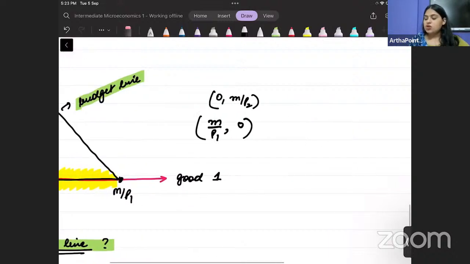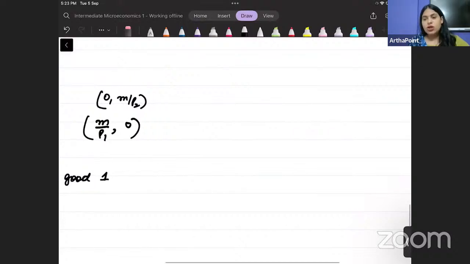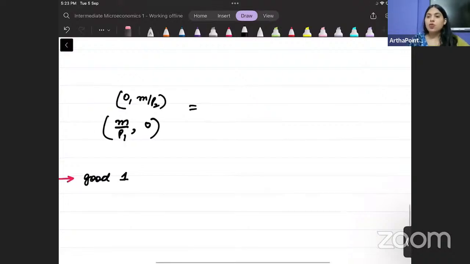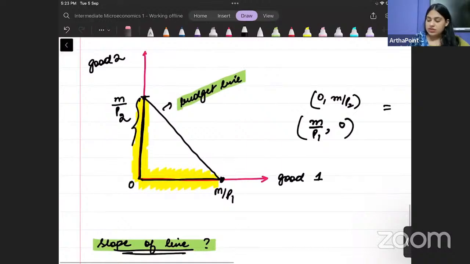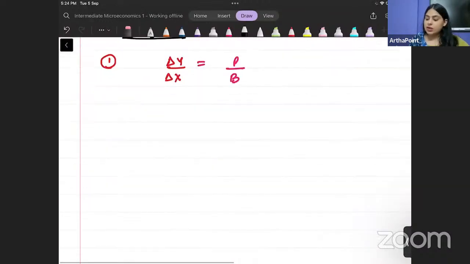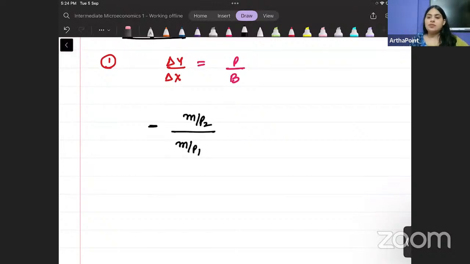ठीक है. So can I find out the change? I can. How can I find the change? The change in perpendicular by the change in base. If you find this divided by this, what will you get? You will get m by P2 divided by m by P1 with a negative sign. And this can simply be written as minus P1 by P2. So the slope of the budget line can be written as the ratio of the prices.